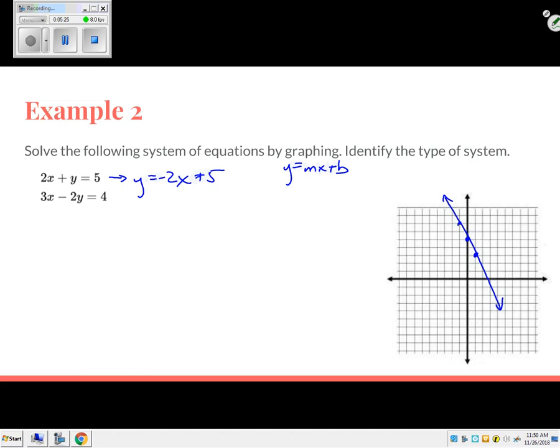I want you to hit pause on the video. I want you to do the same thing that I did with the second equation down here. I want you to go ahead and solve it into y equals mx plus b, and plot it, and then we'll talk about where the answer is.